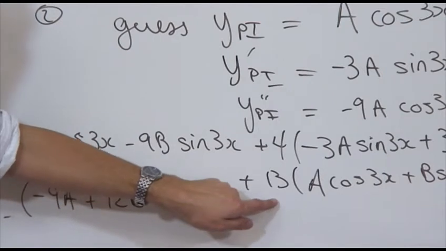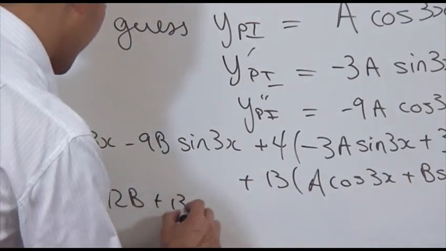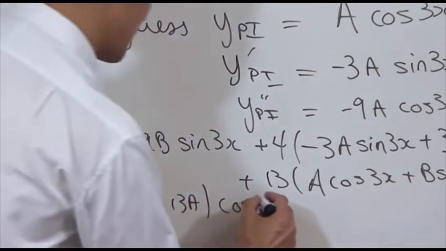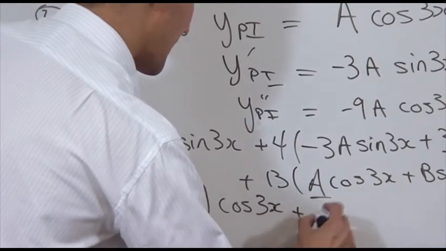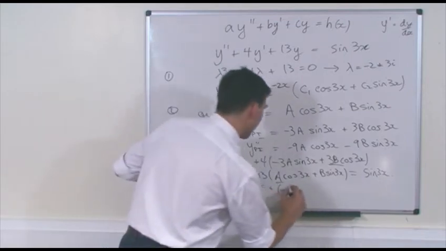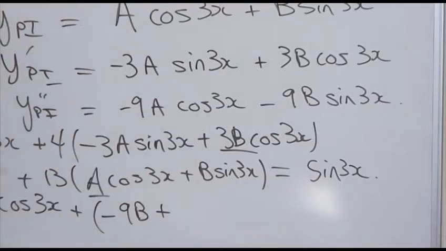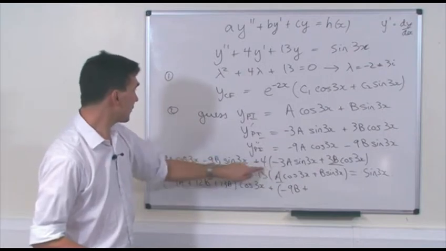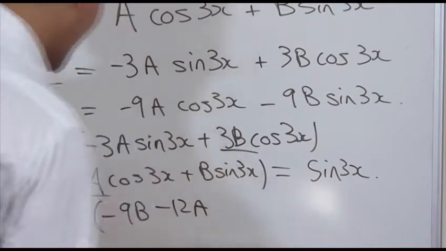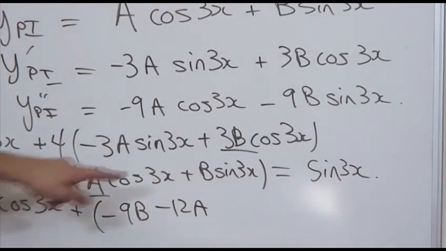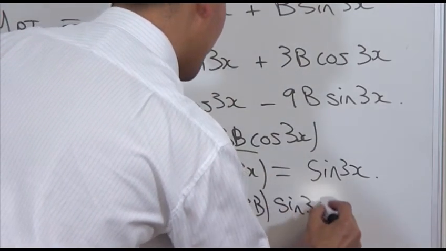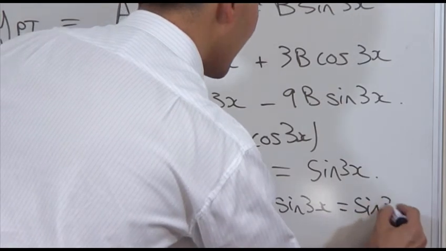And we've got 13a of them over here. So it's minus 9a plus 12b plus 13a cosine 3x. And how many sine 3x's do we have? We've got minus 9b of them over here. We've got minus 3 times 4 times a of them over here. So that becomes minus 12a. And then we've got 13b's times sine 3x, and this is supposed to be equal to sine 3x.